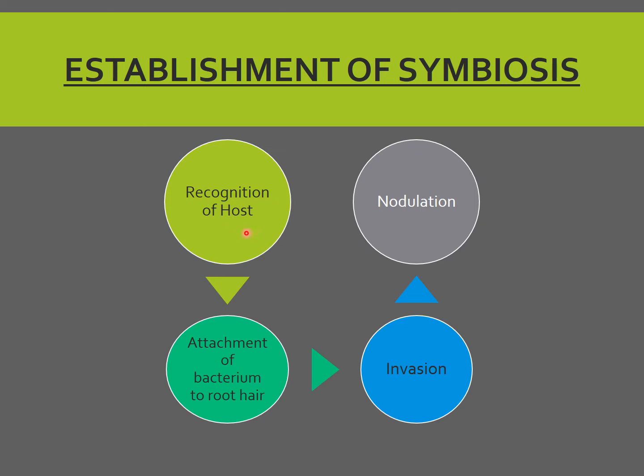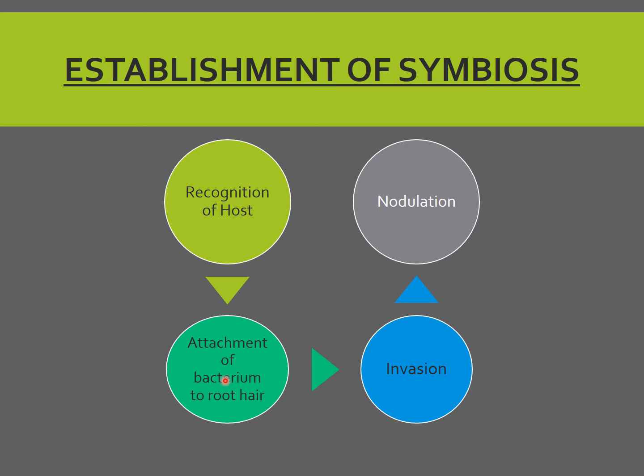Once the host has been recognized, the Rhizobium will bind to the root hair of that particular plant, or attach to the root hair, with the help of several chemical signals. Once it has attached to the root hair, the organism will start invading, entering the plant through the root hair and colonizing further. It keeps moving further into the tissues of that root and forming a colony there. Once it has invaded inside, then comes the last step, that is nodulation or formation of root nodules.